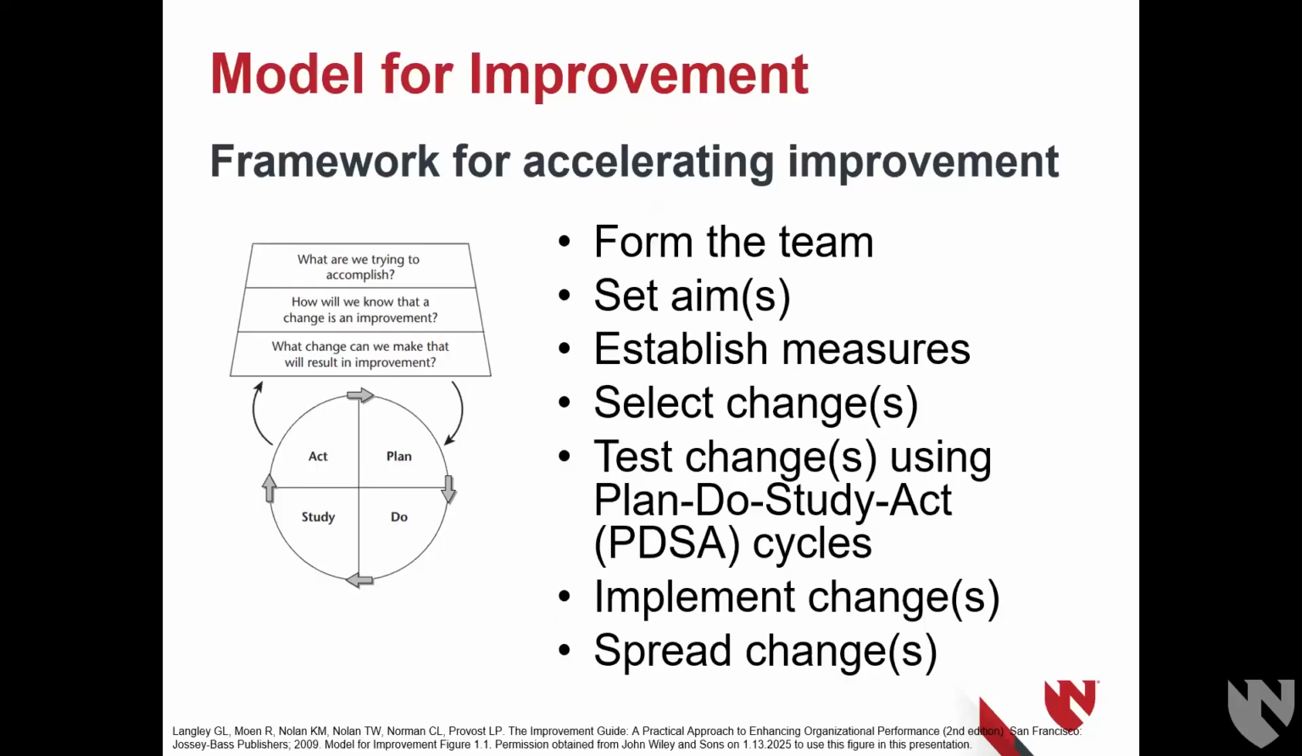This requires identifying the data and the measures that we need to help us understand if the changes we are implementing are actually leading to some sort of improvement. And the final question is, what change can we make that will result in improvement? While all changes do not necessarily lead to improvement, all improvement does require change. So in this step, we identify and select changes that we anticipate will help us to address the problem and help us to achieve our aim.